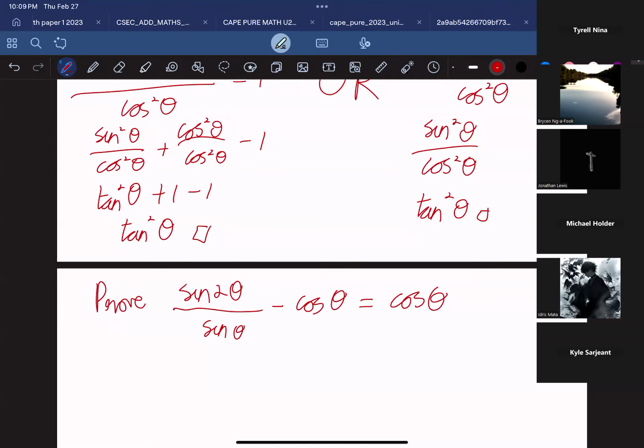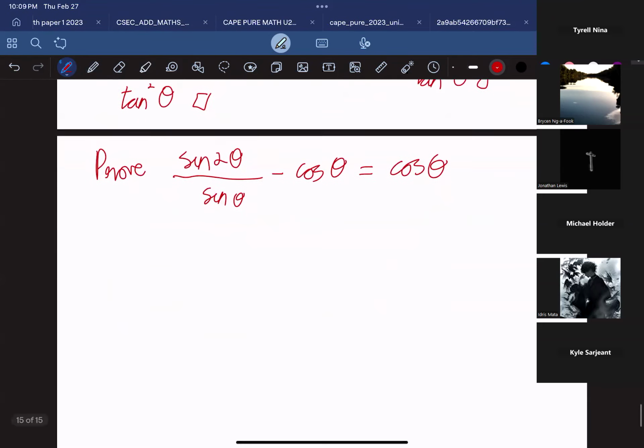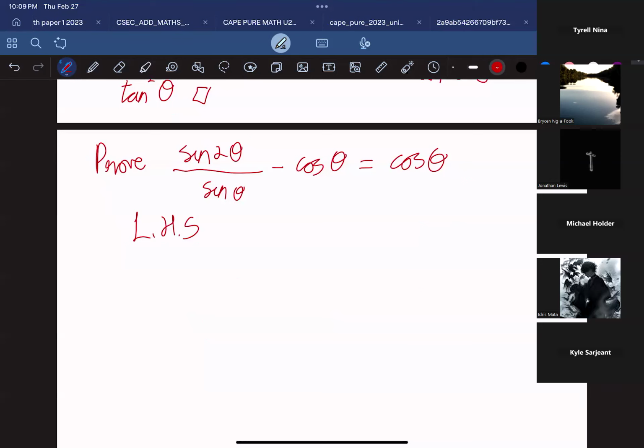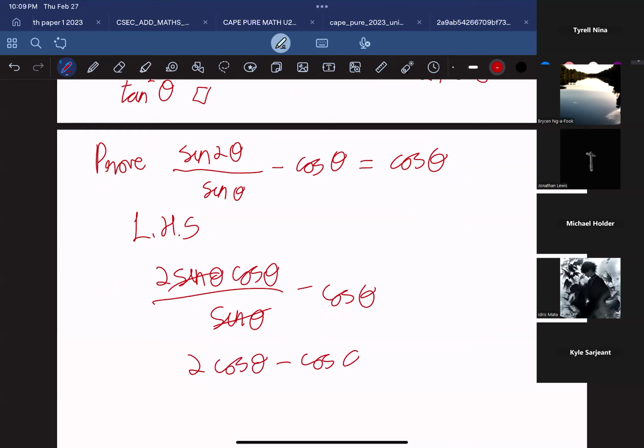Okay, so let's do it, right? So we start with the left hand side again. It's the side with more terms. Obviously, if you just have cos theta, sin theta, or tan theta on one side, it's real hard to start with that side. So you just pick the other side, right? So sine 2 theta is 2 sine theta cos theta over sine theta minus cos theta. I'm gonna cancel with that. You get 2 cos theta minus cos theta, which is just cos theta. Right? So that's essentially how you do it.